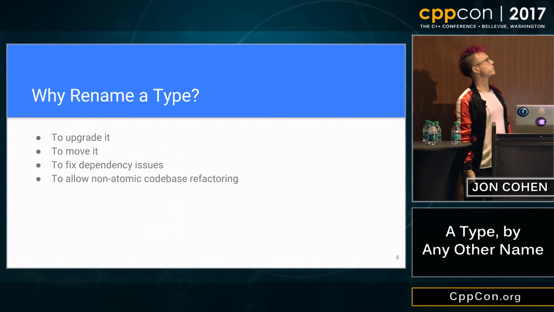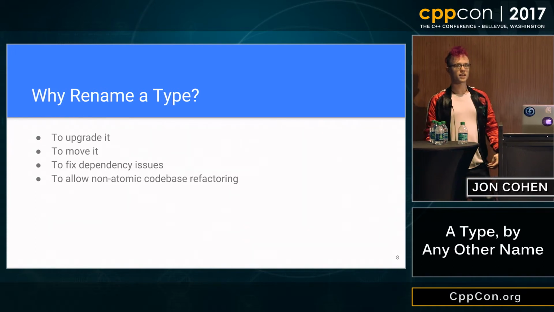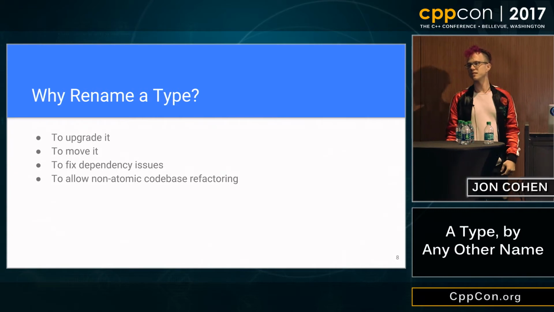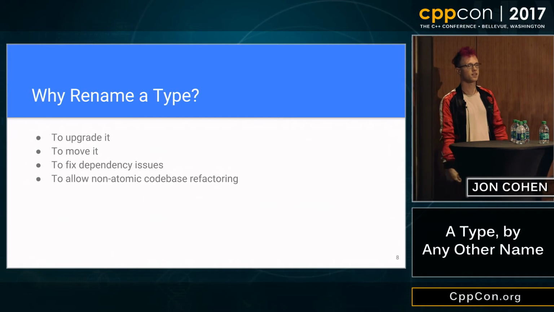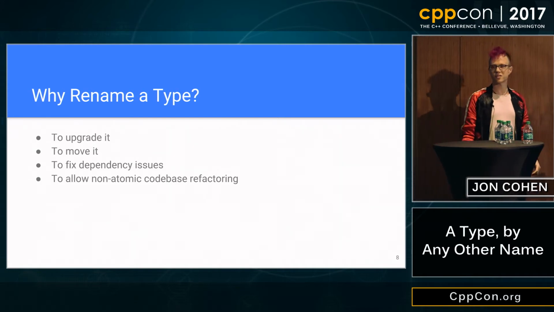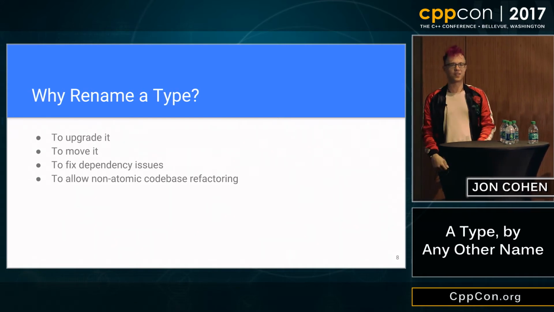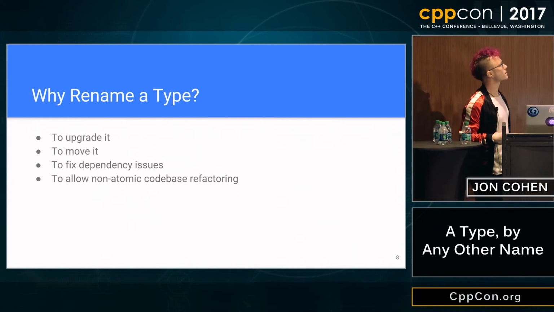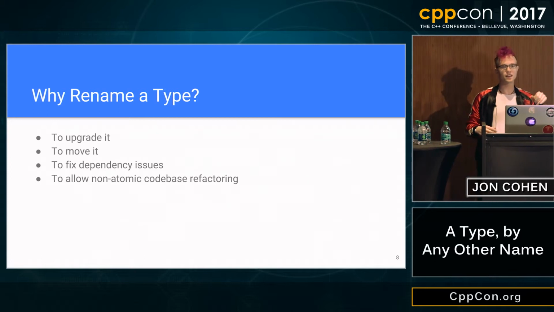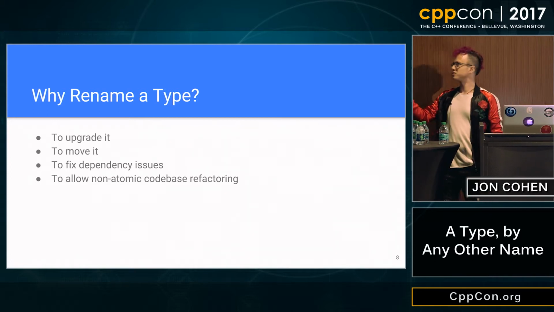So you might want to upgrade. Maybe you have some old version of an upcoming standard type. Maybe you have an optional type in your code. I'm sure a lot of people here have some kind of optional in their code base. And they might want to move to std optional or Abseil optional. So you may want to upgrade. You may want to gradually rename everything that says my optional to std optional.